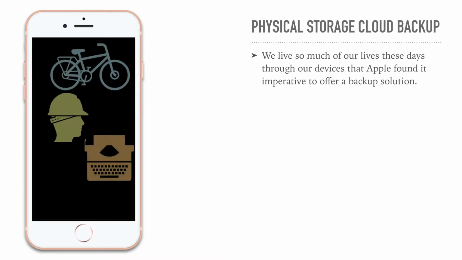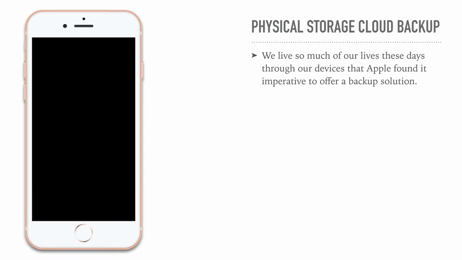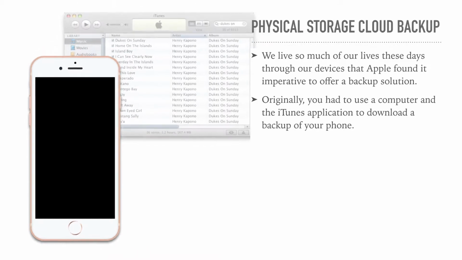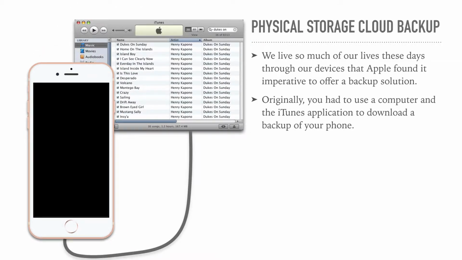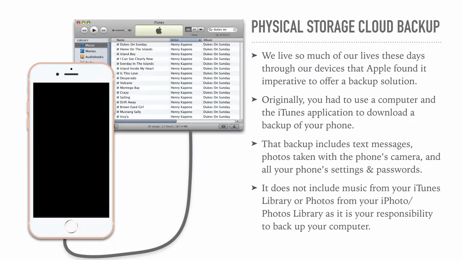So in the old days, we had to connect our phones to the computers in order to do anything. And originally Apple used iTunes in order to do that. You would have to physically connect a USB cable, and then you could back up stuff like your text messages or your photos onto the computer. That would also save things like the passwords. That did not include duplicates of the music from your iTunes library, because that's already stored on the computer. Same thing with your photos in your iPhoto library or the Photos library. Those things are on the computer and considered your responsibility to back up.